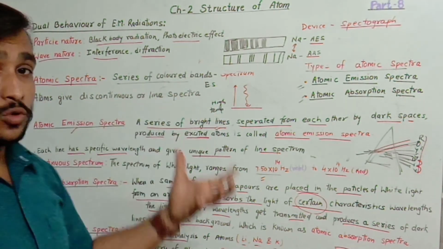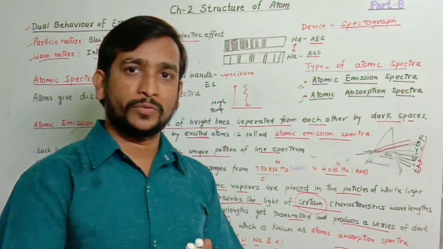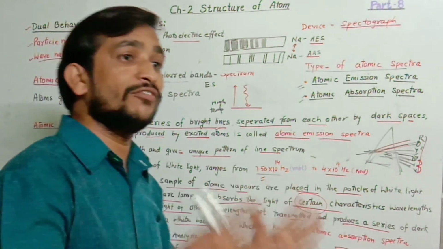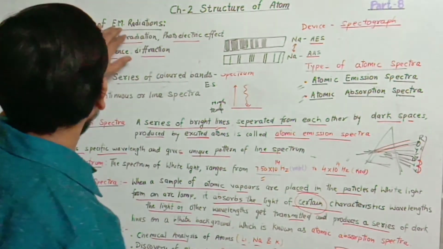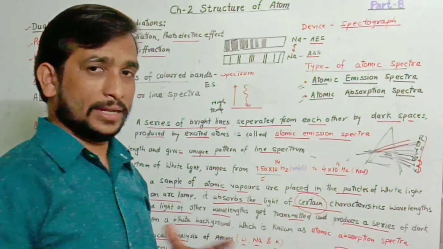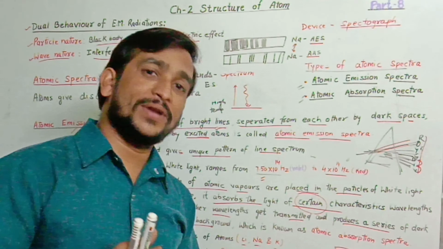So this is the use of atomic spectra and how the atomic spectra are formed. This topic, atomic spectra, is a kind of evidence that electromagnetic radiation shows particle nature as well as wave nature, and that energy is present in the form of quanta, what we call quantized energy. So this is huge evidence.